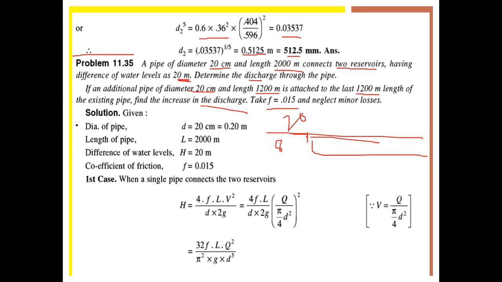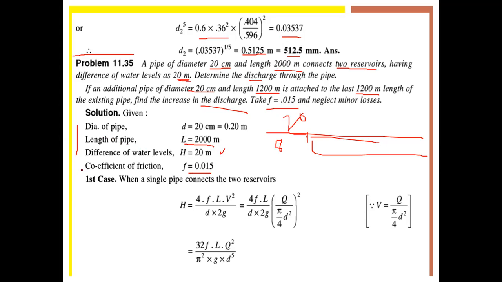Now write the given data. What is the diameter of the pipe? The diameter of the pipe, small d, is equal to 20 centimeters, that is 0.2 meter. Then what is the length of the pipe? Capital L is equal to 2000 meters, the total length. Then the difference of the water levels H. What is the difference of water level H? 20 meters. Then the coefficient of friction f is equal to 0.015.